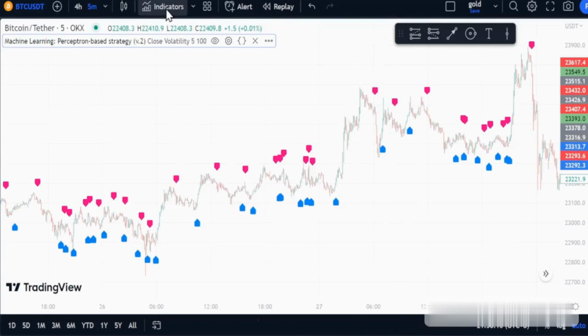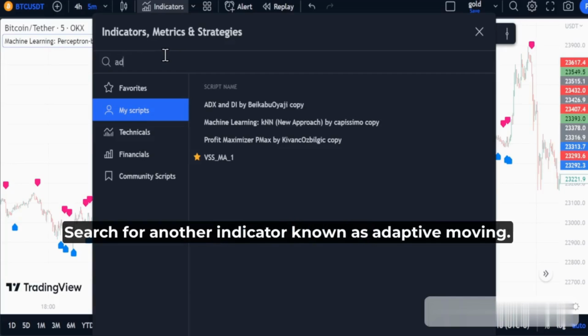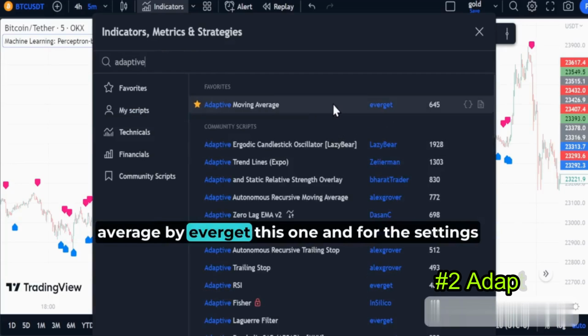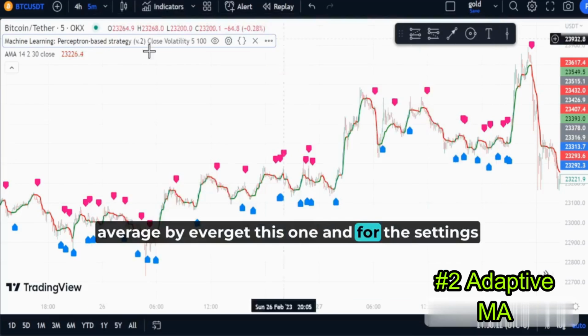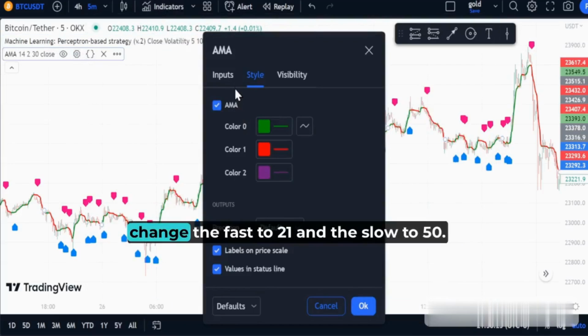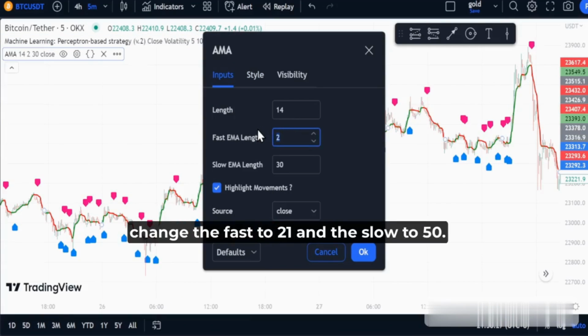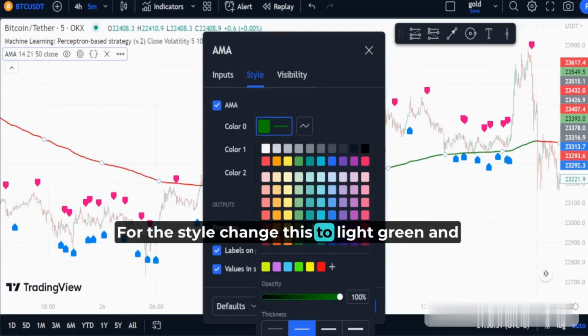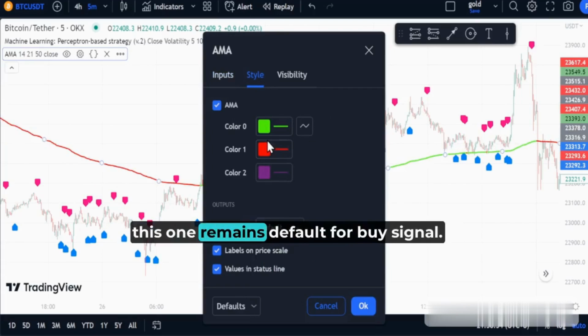Now we are ready. Search for another indicator known as Adaptive Moving Average by Everget, this one. And for the settings, change the fast to 21 and the slow to 50. For the style, change this to light green and this one remains default.